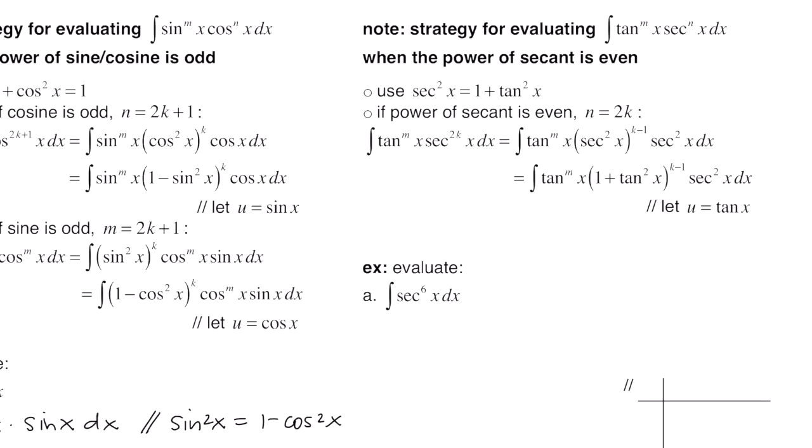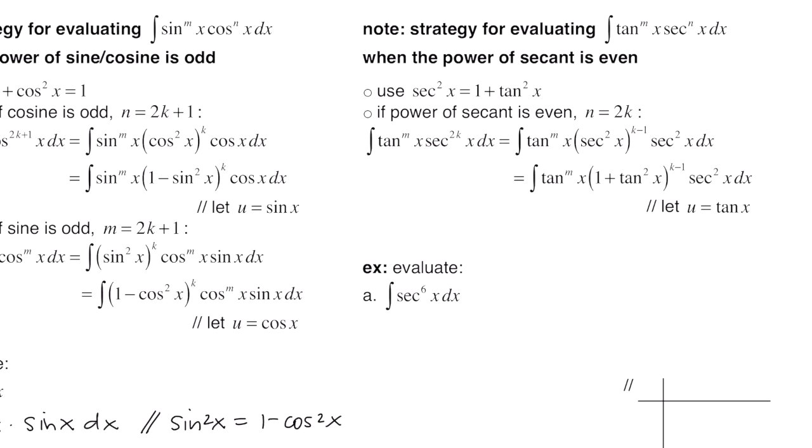Next, we're going to look at a strategy for evaluating an integral where we have tangent to a power times secant to a power. First, we have when the power of secant is even. To do so, we're going to use the Pythagorean identity, secant squared equals 1 plus tangent squared. So if our power of secant is even, we'll have tangent to a power and then secant to an even power. And what we'll do is we'll set aside secant squared this time.